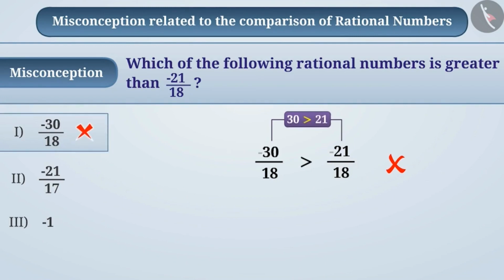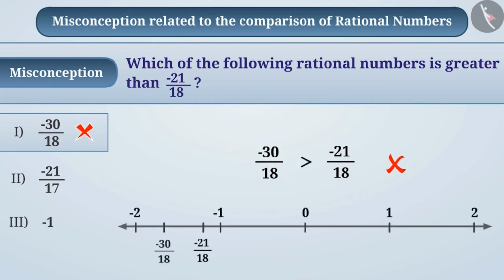This is incorrect because if we mark -21 by 18 and -30 by 18 on the number line, we will see that -30 by 18 is to the left of -21 by 18. Therefore, -30 by 18 is smaller than -21 by 18.